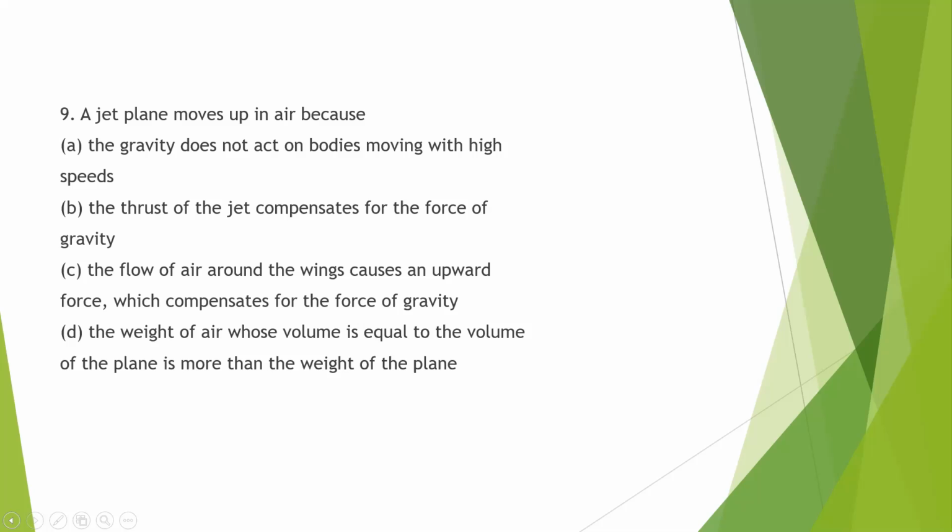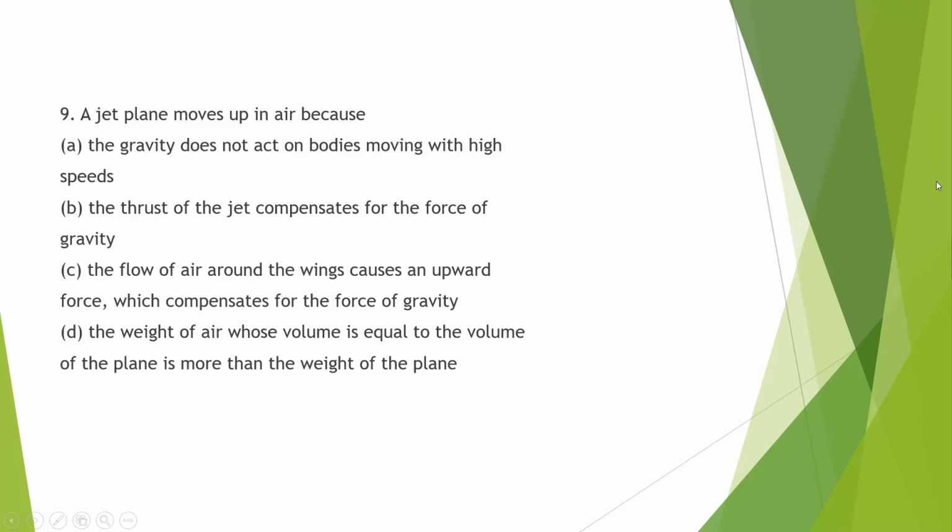First option is that gravity does not act. So it is not true. Gravity always acts on each and every body on the earth. Second option, the thrust of the jet compensates for the force of gravity. Here, thrust is nothing but a force perpendicular to the area, like pressure. So what they are saying is that the thrust of the jet compensates for the force of gravity. Whatever the force of gravity is, it is balanced by the thrust exerted by the jet plane. Because of that reason, it moves in the upward direction.